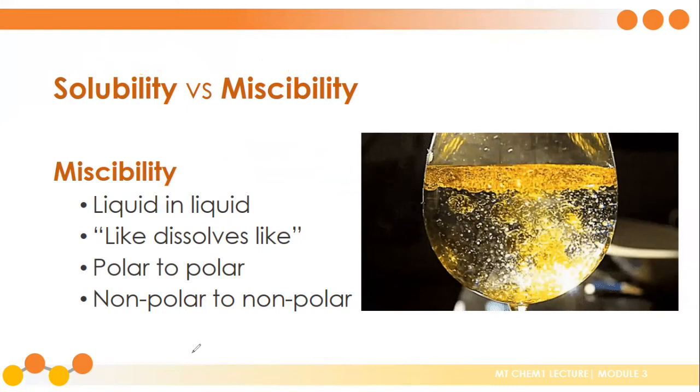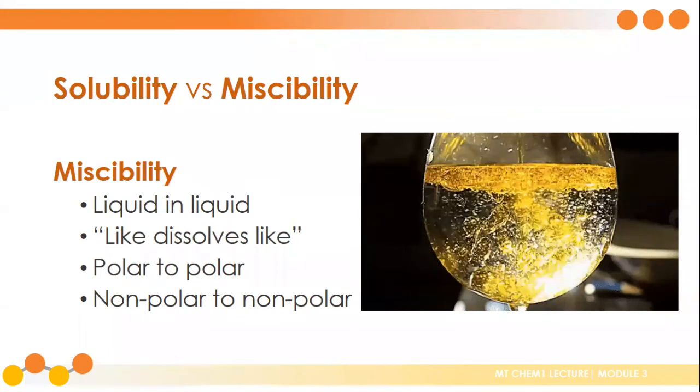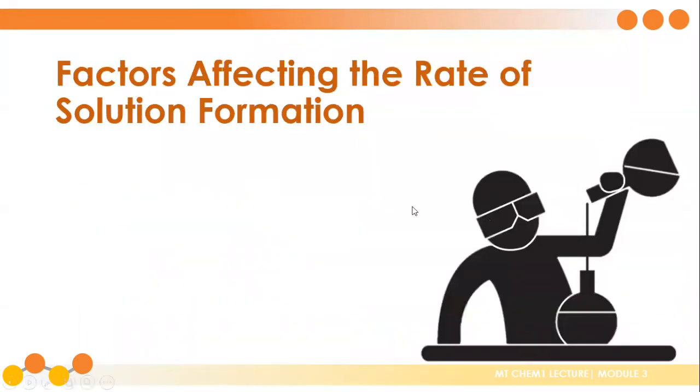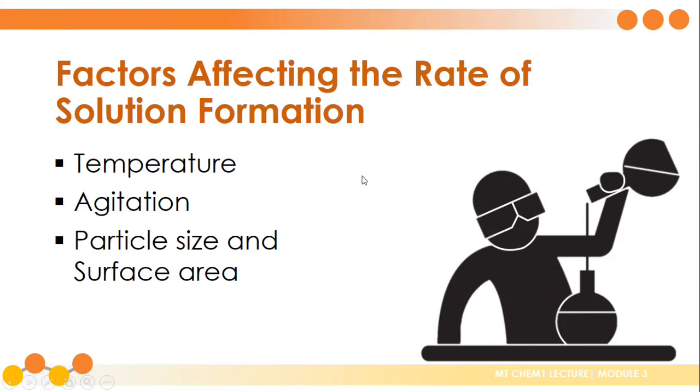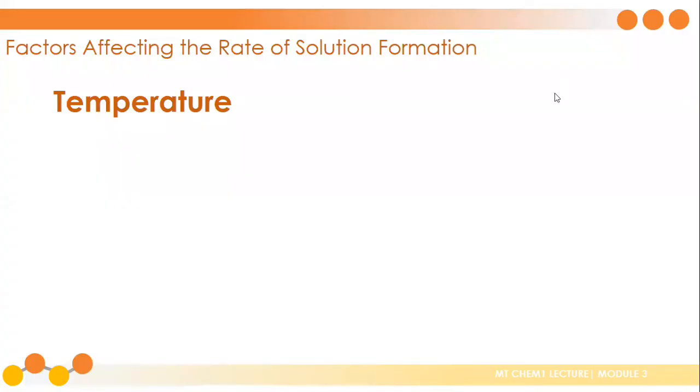Hoping we're already clear on this, let's proceed with our next part, which are the factors affecting the rate of solution formation. So we have here temperature, agitation, and particle size and surface size. These four factors can affect the rate at which a solution can be formed. So how can they affect them? Let's discuss them one by one, starting with the first one, which is temperature.